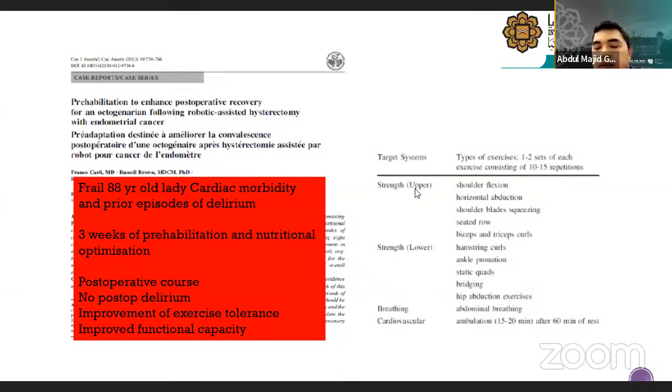So what did the exercise prehabilitation for this patient involve? They underwent strengthening of each muscle. For the upper body they did shoulder flexion, horizontal abduction, shoulder blade squeezing, seated row, bicep and tricep curls. For the lower body they did hamstring curls, ankle pronation, static quads, bridging, hip abduction exercise, breathing exercise, and cardio exercise where they ambulate for 15 to 20 minutes each day.